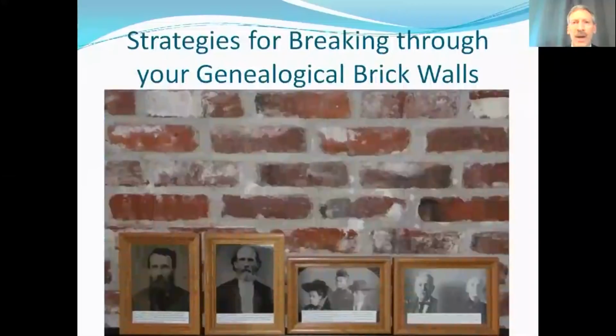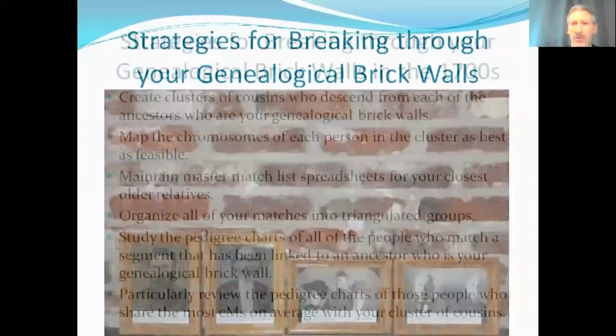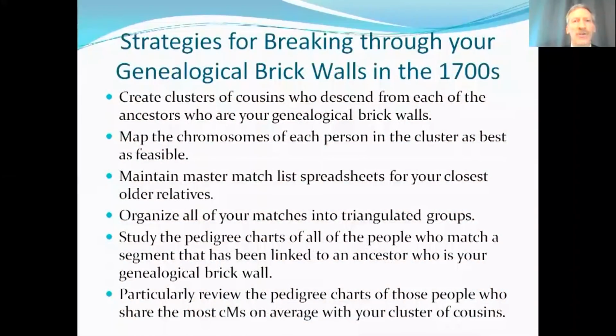So let's talk about some strategies for breaking through your genealogical brick walls. So first of all, you're going to create clusters of cousins who descend from each of the ancestors who are descended from your genealogical brick walls. You want to map the chromosomes of each of the people in these clusters as best as you possibly can and maintain a master match list spreadsheet for all your older relatives. You keep all this match list spreadsheet organized as best as you can into triangulated groups. Then you want to study the pedigree charts of all your matches on any particular segment who are linked to an ancestor who's in your genealogical brick wall.